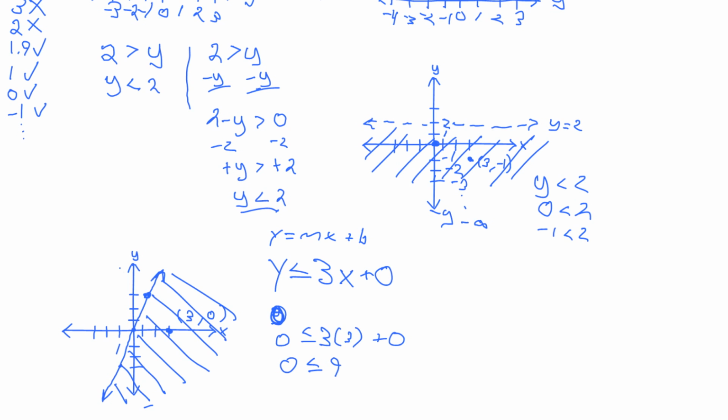All right, now I want to point out here that I drew this as a solid line. It's a solid line because it includes the boundary. The boundary here is y equals 3x, and that will satisfy also. So here 0, 0 is on the boundary. If I put 0, 0 into this inequality, I get 0 is less than or equal to 0, which is true. So everything on the boundary also satisfies the inequality. And that's really all there is to graphing linear inequalities.